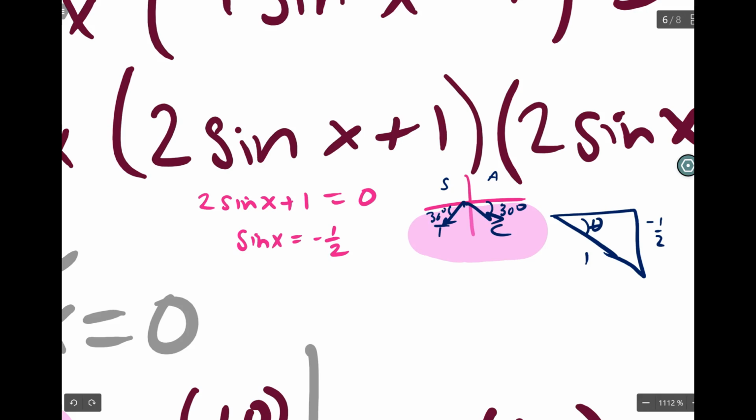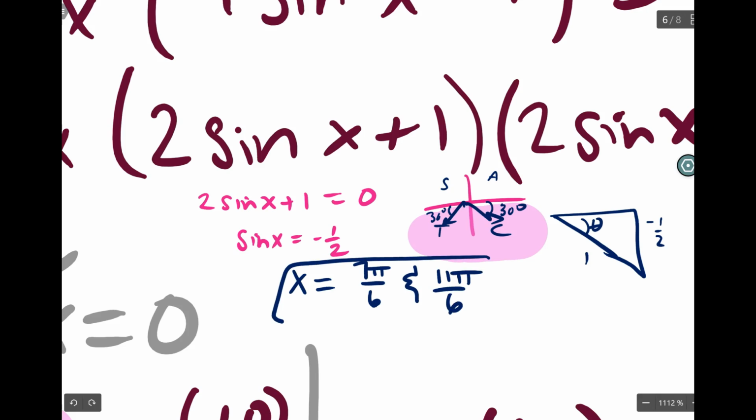So I know that 30 degrees is pi over 6, so x will be 7 pi over 6, and 11 pi over 6, because it has to be between 0 and 2 pi. It can't be negative. So those are for that one.